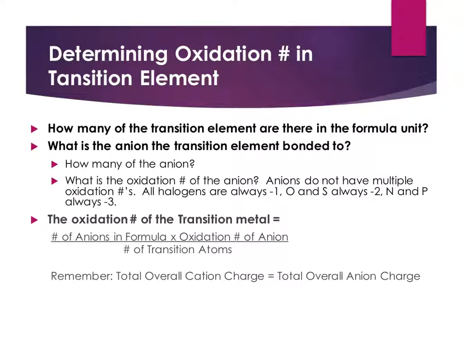So let's see how it works. You're going to look at your compound formula, and you're going to say, how many of the transition metal elements are there in my formula unit? Do I have 1? Do I have 2?